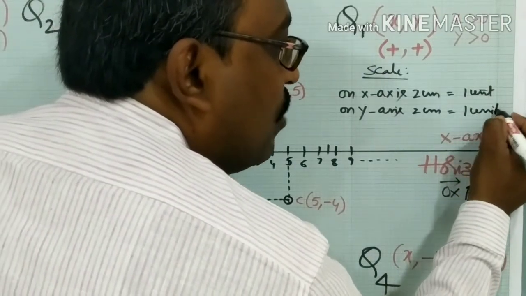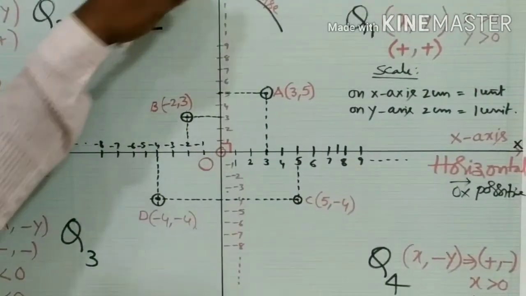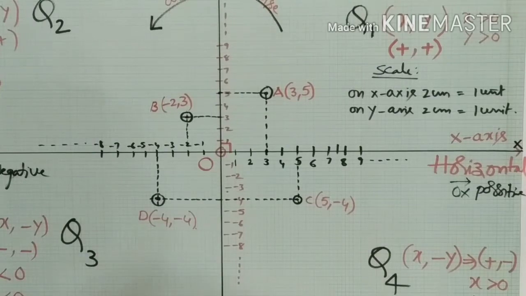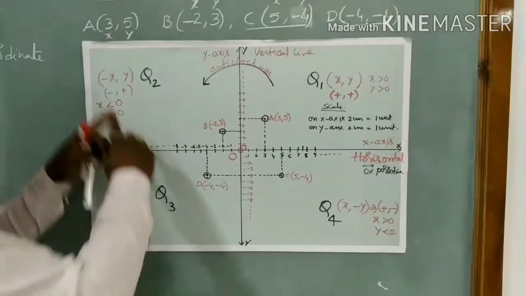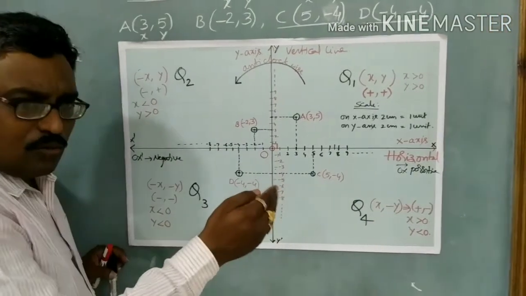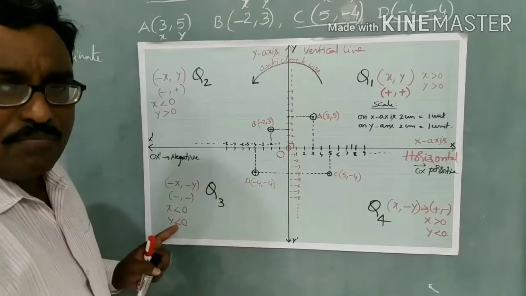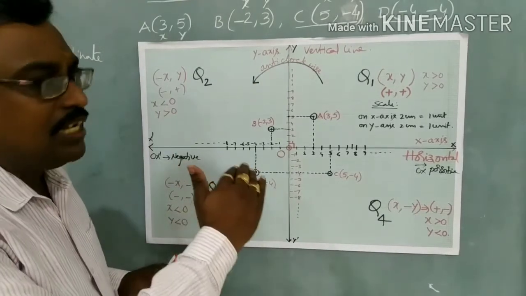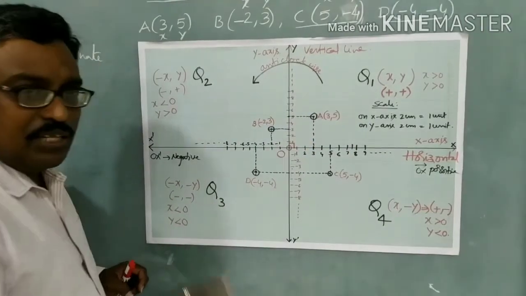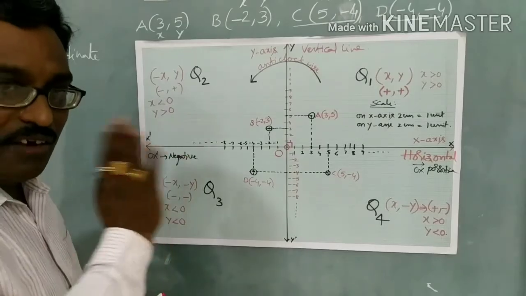2 centimeters is equal to 1 unit. This is the scale I use to locate these points on a number line. On your paper, the graph paper won't be this big, so you can use 1 centimeter is equal to 1 unit. Here, the graph paper is such a big paper that's why I used 2 centimeters is equal to 1 unit. Even the scale you should write with a pencil only. Do not use a pen on the graph paper.